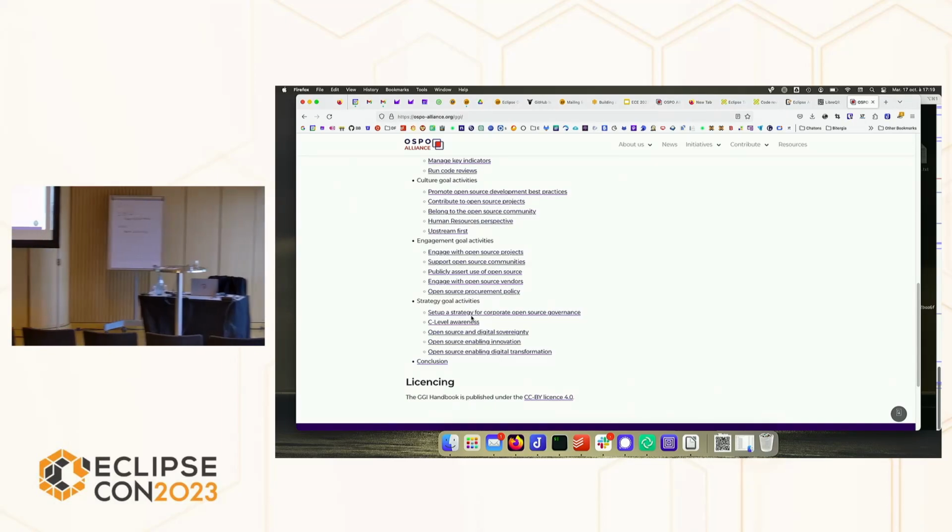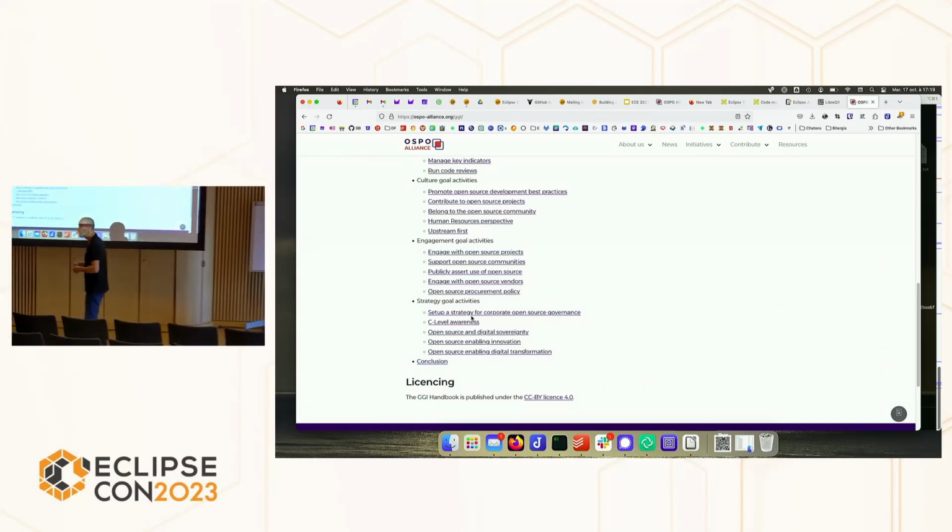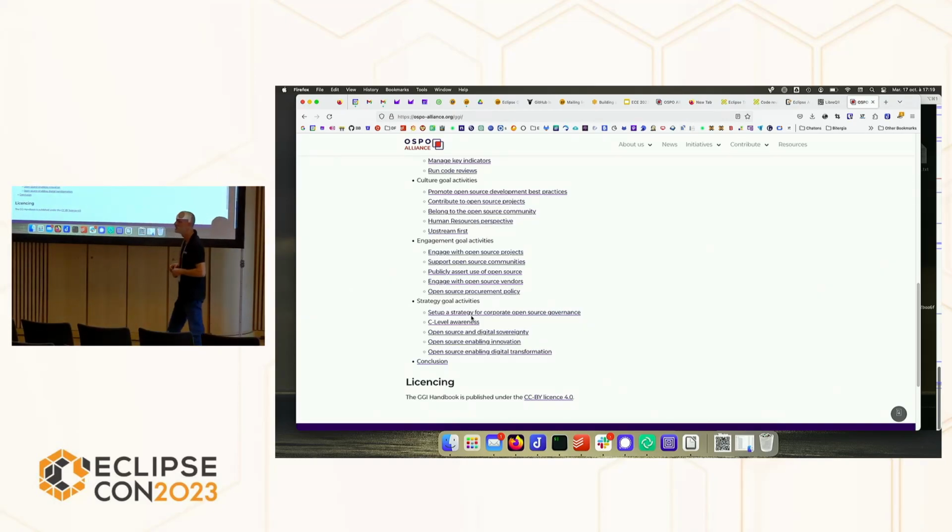What I see in our organization is that people tend to have an understanding of what open source is these days, which is good, which is also an outcome of these activities.